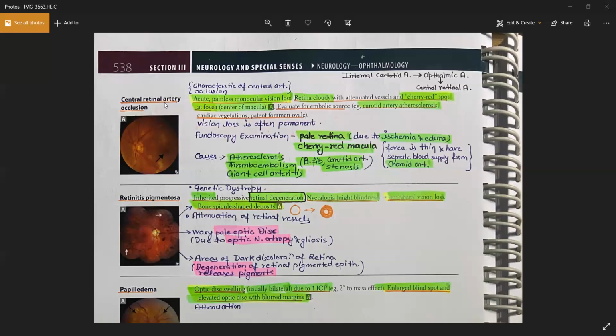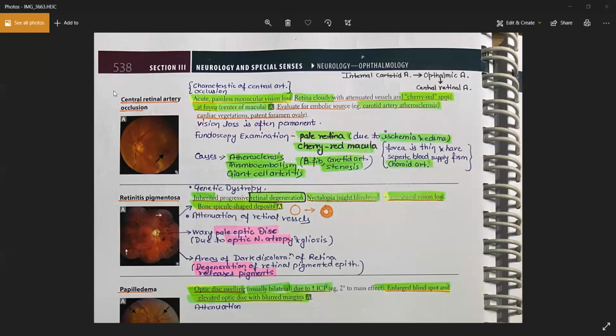Now, you guys tell me, there are two more conditions in which you can have this cherry red spot: Tay-Sachs and Niemann-Pick. So how can you differentiate between Tay-Sachs, Niemann-Pick, and central retinal artery occlusion?